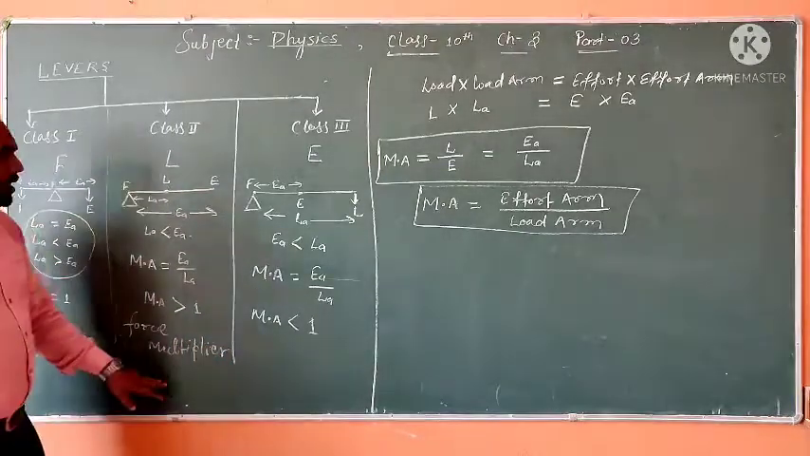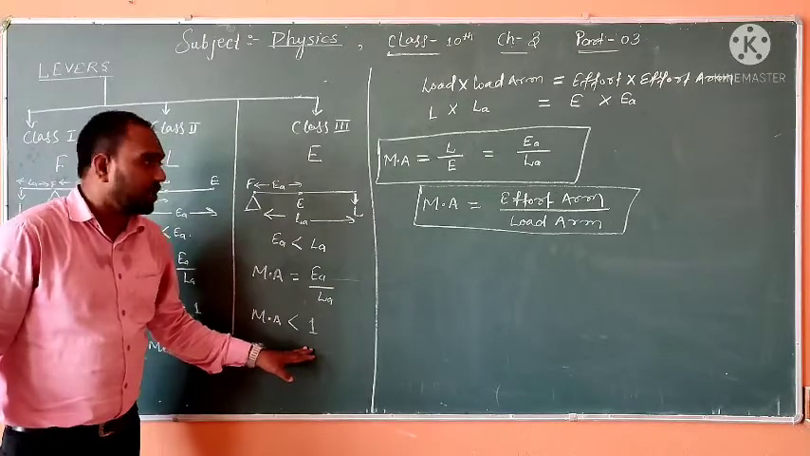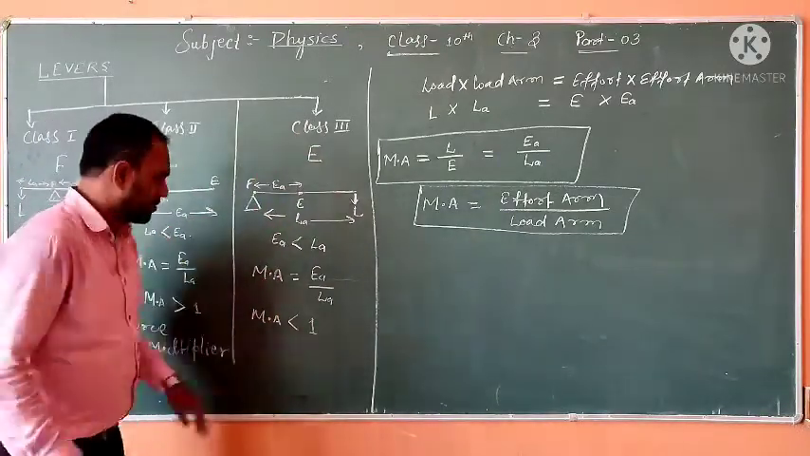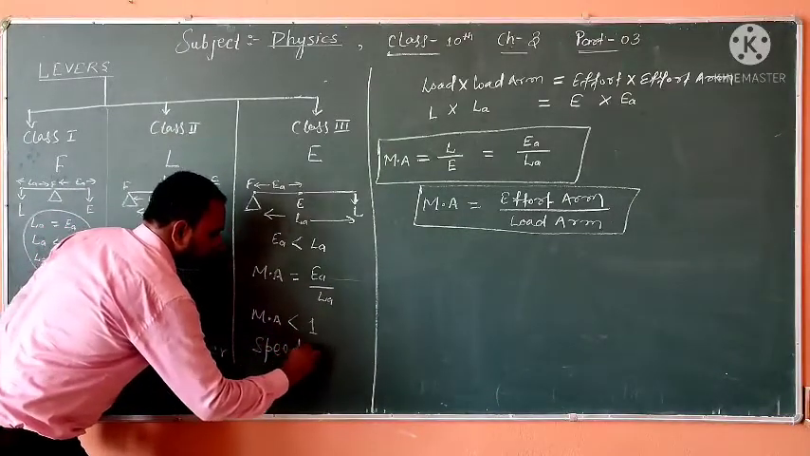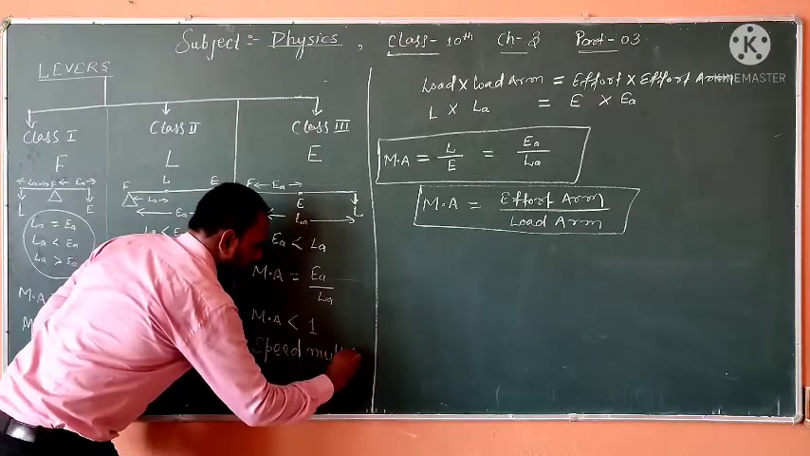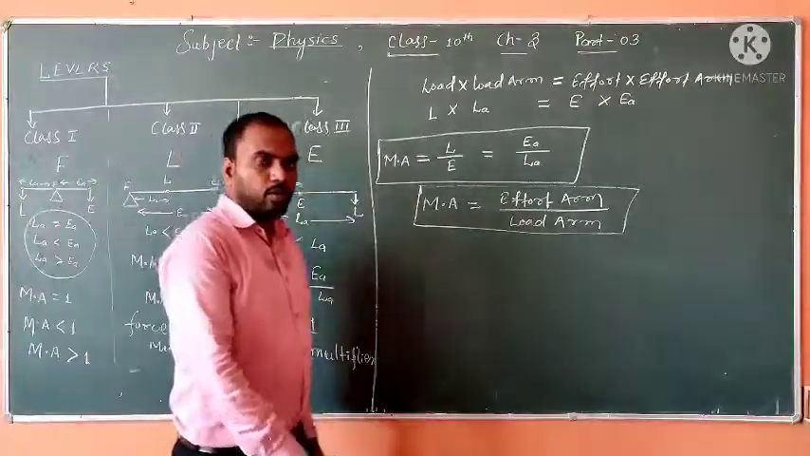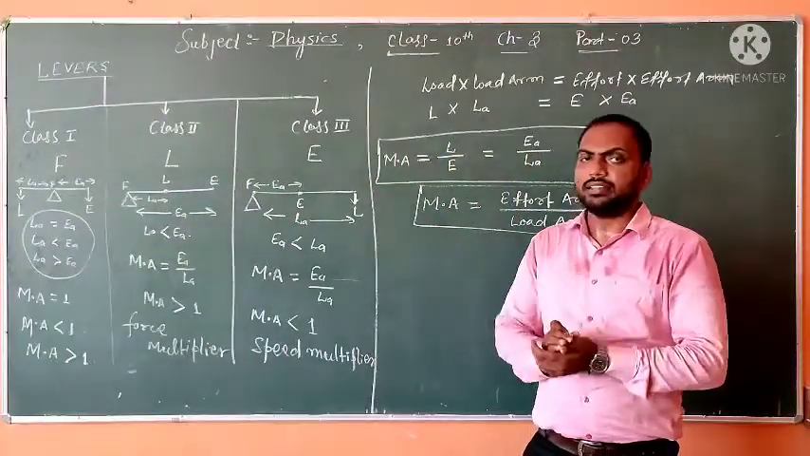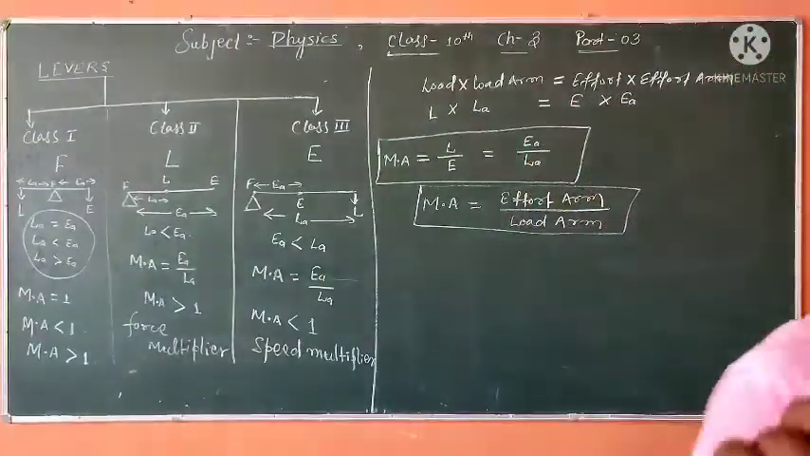Class 3rd lever is a speed multiplier machine. I hope you are able to understand all these types of lever here.